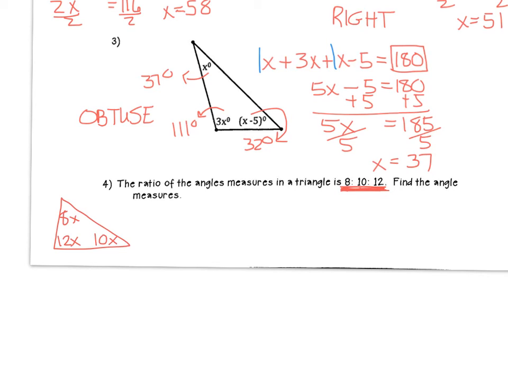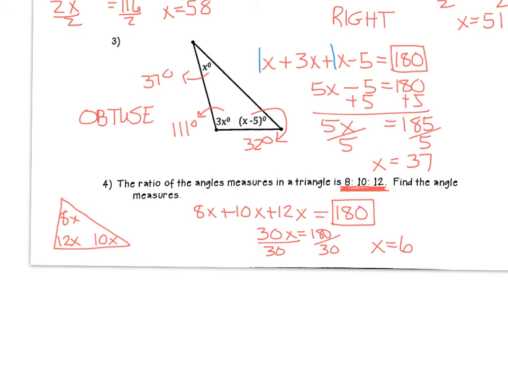Alright, they're angles of a triangle, so they add up to 180. 8x plus 10x plus 12x has to add up to 180 degrees because they are angles of a triangle. Add like terms. 8 plus 10 plus 12 is 30x. Divide both sides by 30. X equals 6.